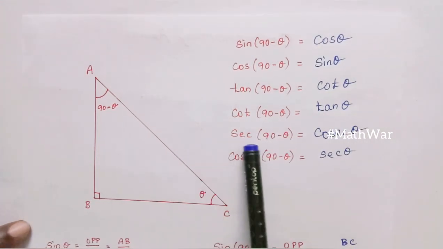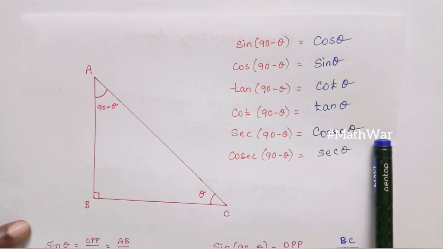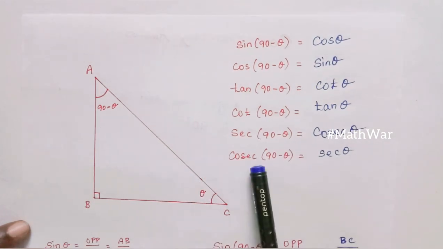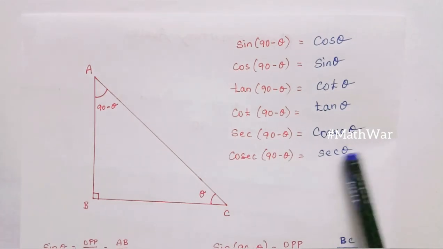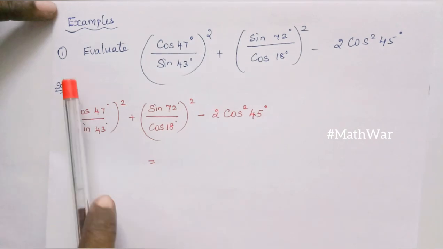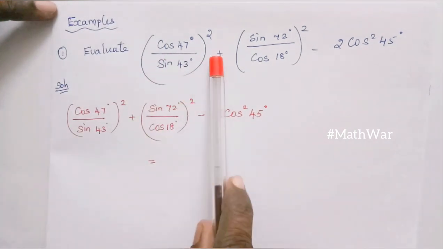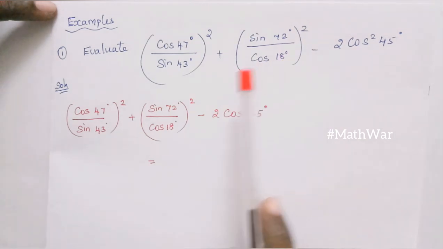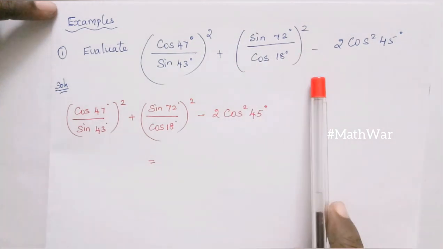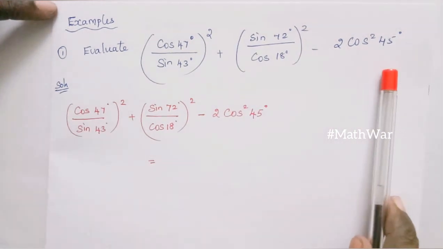The complementary angle of secant theta is nothing but cosecant theta, and the complementary angle of cosecant theta is secant theta. We'll go with examples. First one: evaluate (cos 47 degree by sin 43 degree) whole square plus (sin 72 degree by cos 18 degree) whole square minus 2 cos square 45 degree.